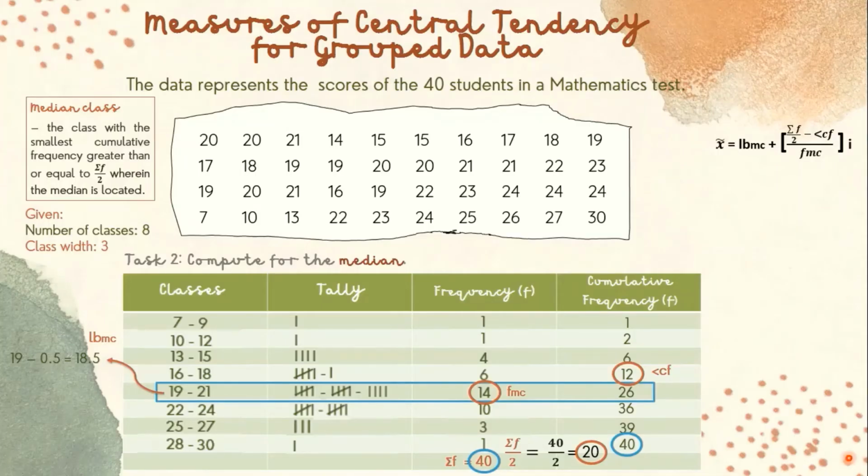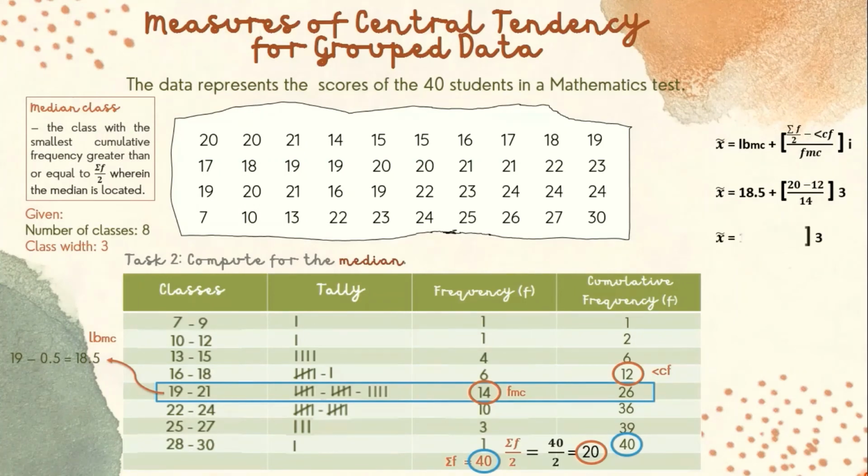Kompleto na yung ating elements para makompute natin yung median for this frequency distribution. Substitute all the data. Ang ating lower boundary of the median class is 18.5 added to 20, which is half of the total frequency, minus 12. This is the cumulative frequency of the next lower class after the median class. 14 yung frequency of the median class, and 3 yung ating class width.